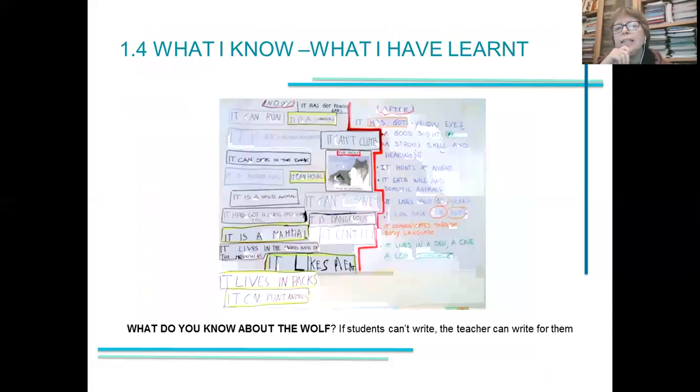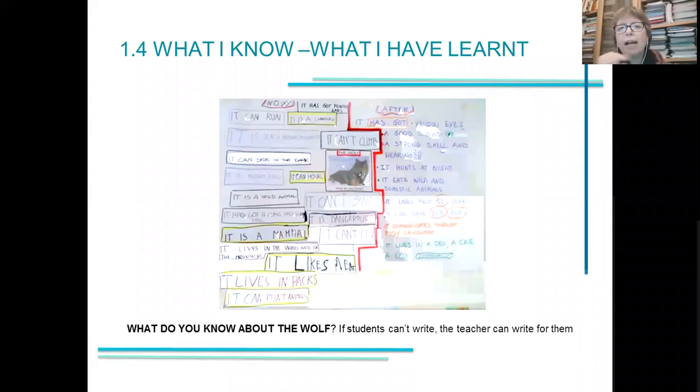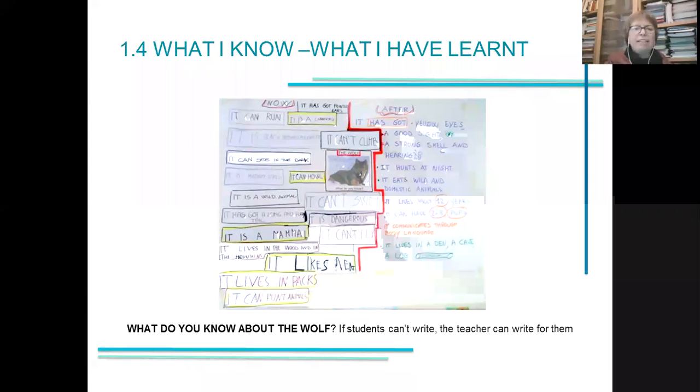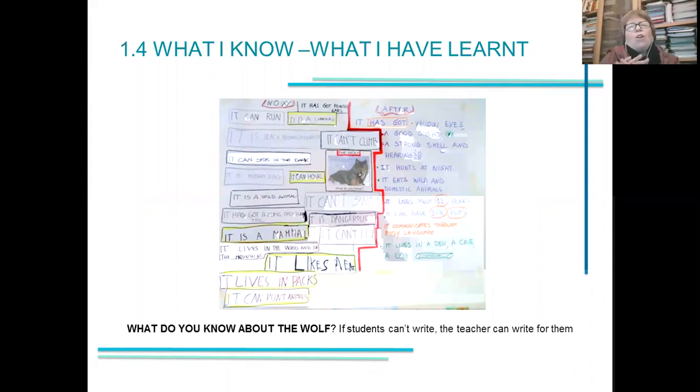This is what I did in a class within a European project. We had to talk about the wolf to the other partners. So the children at the beginning were given a piece of paper. They worked in pairs, and they had to write down sentences about the wolf, what they already knew about the wolf. And at the end, they told me, "Oh, teacher, we don't need to do anything about the wolf because we already know a lot of things." I said, "Okay, don't worry."